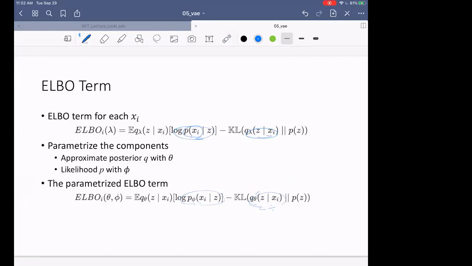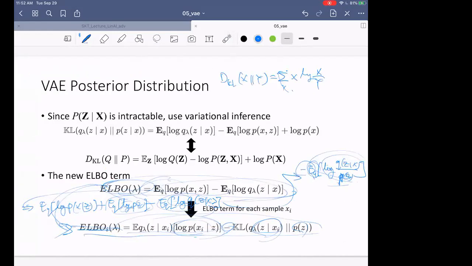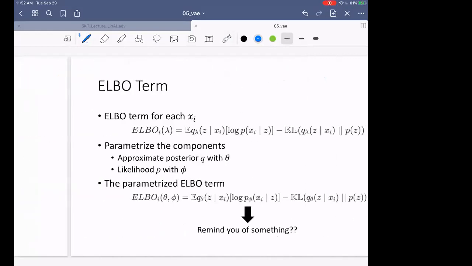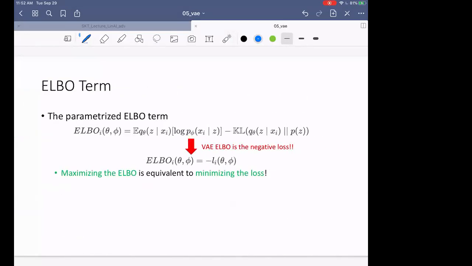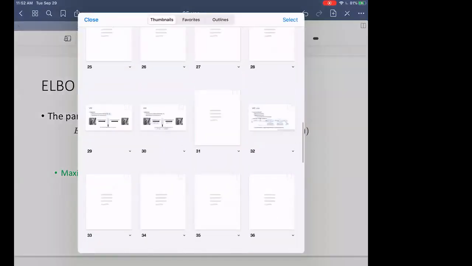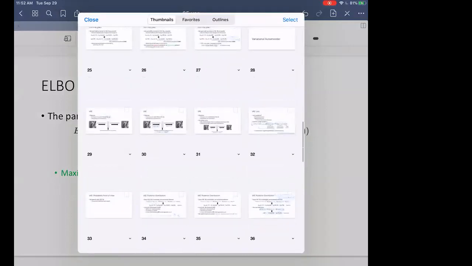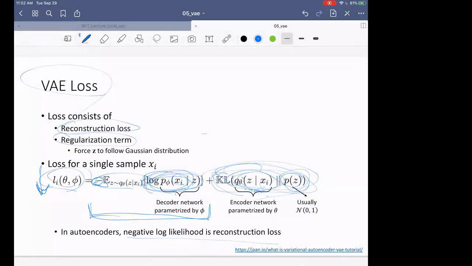But the reason that you rearrange this ELBO to this term is because it is exactly a minus loss function. So your loss function, which we derived from here, this was your loss function. When you're thinking about your VAE from a neural network perspective, this was your loss function. It was the negative log likelihood plus the KL divergence regularization, right?